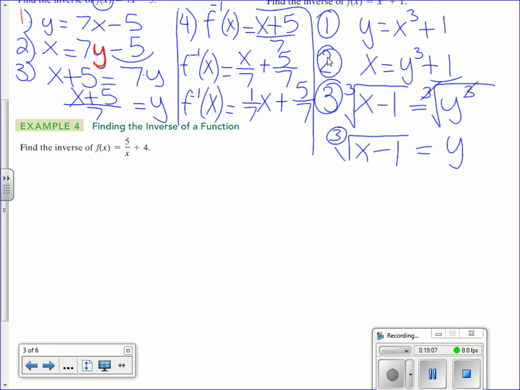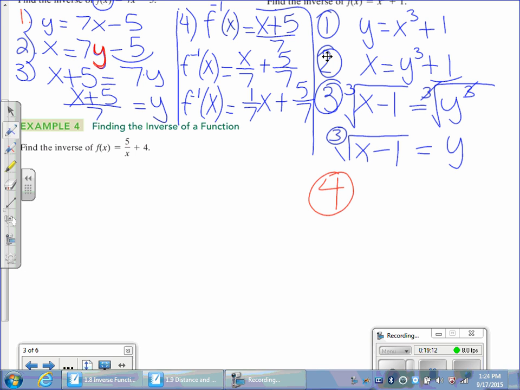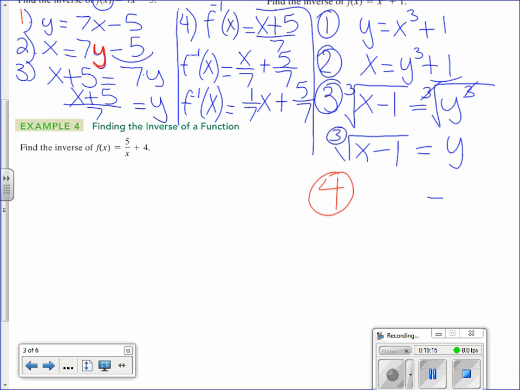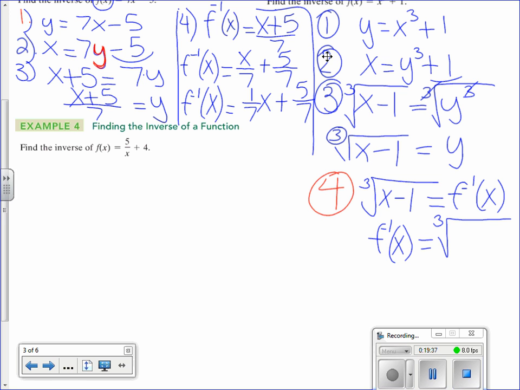And step number 4, for that, we replace y with f inverse. Now, does it matter that my f inverse is on the right side? It doesn't, because of the reflexive property here. So they do have the same meaning. Okay?